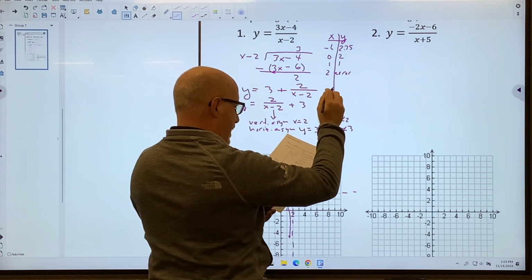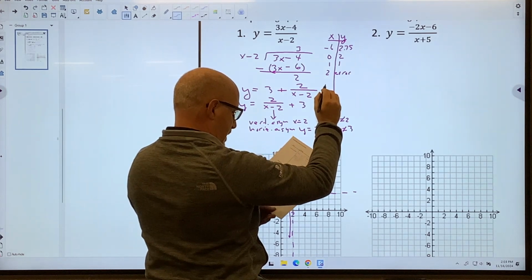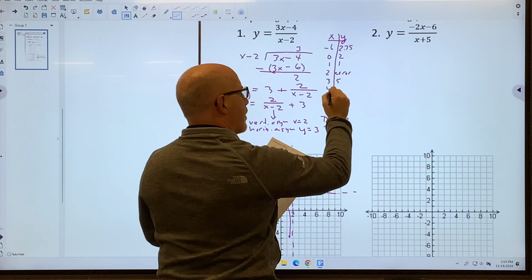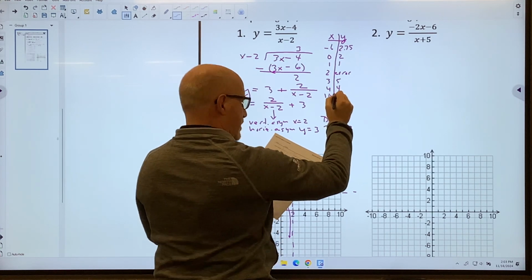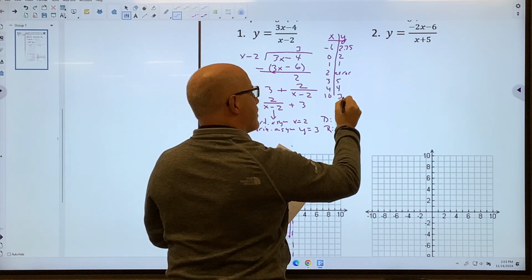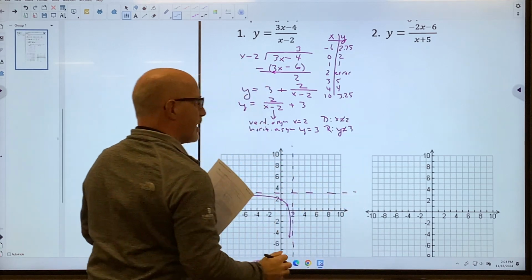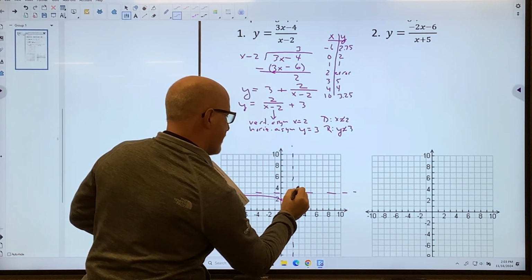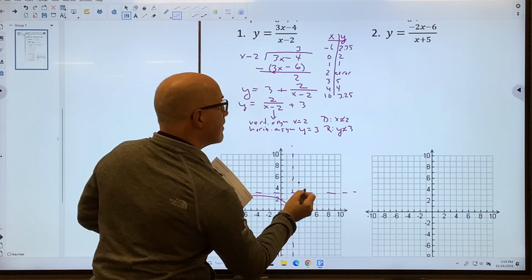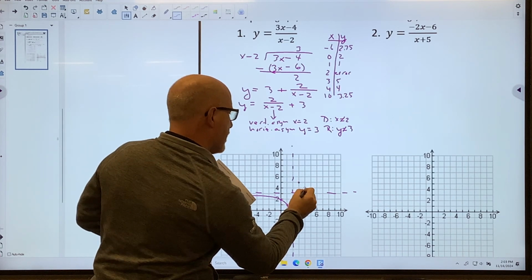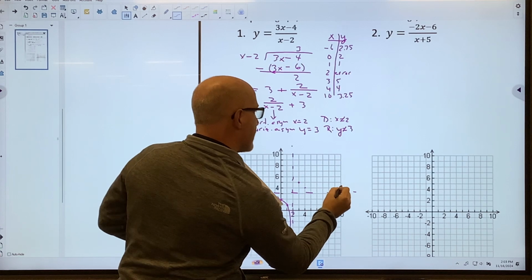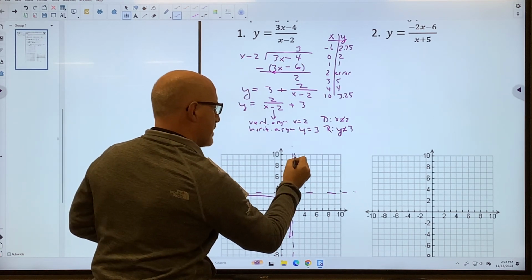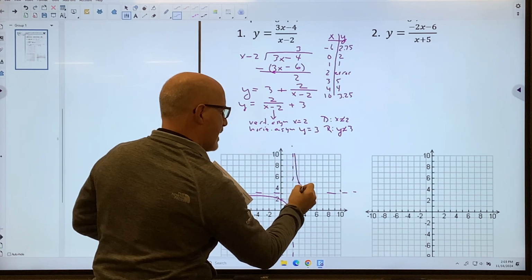Past the error, or past the asymptote, for my table I got 3 goes with 5, 4 goes with 4, and then I went out a little further to 10 and got 3.25. So 3 goes up here with 5, 4 goes with 4, and 10 goes with 3.25, getting closer to this asymptote. Notice that it's going to curve close to the asymptote.